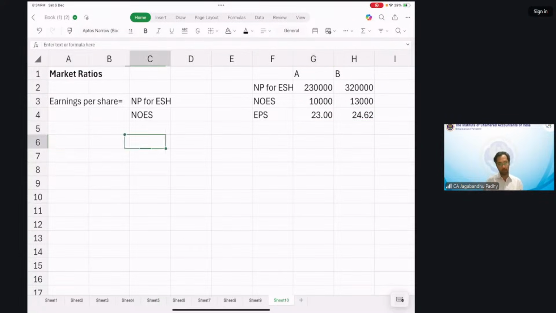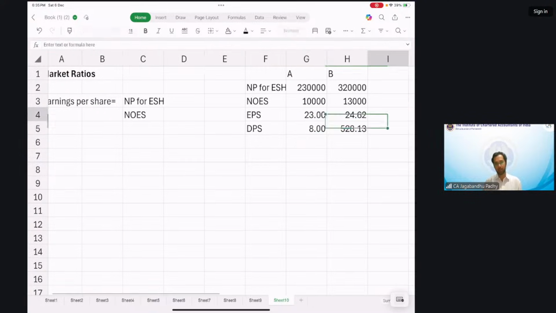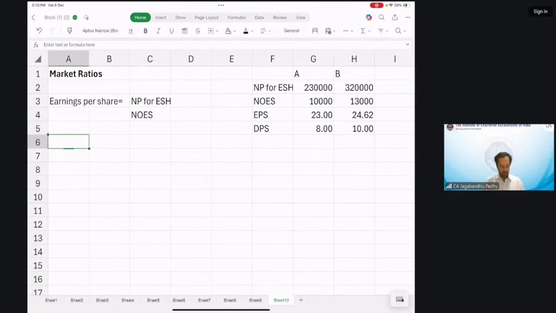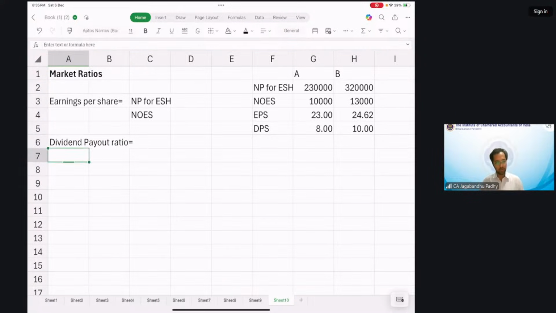Now, let's say on a per share basis, the company has paid out dividend. Over here, the company has paid a dividend of 8, and let's say here the company has paid a dividend of 10. So can you tell me what is the dividend payout ratio? What should be the dividend payout ratio?